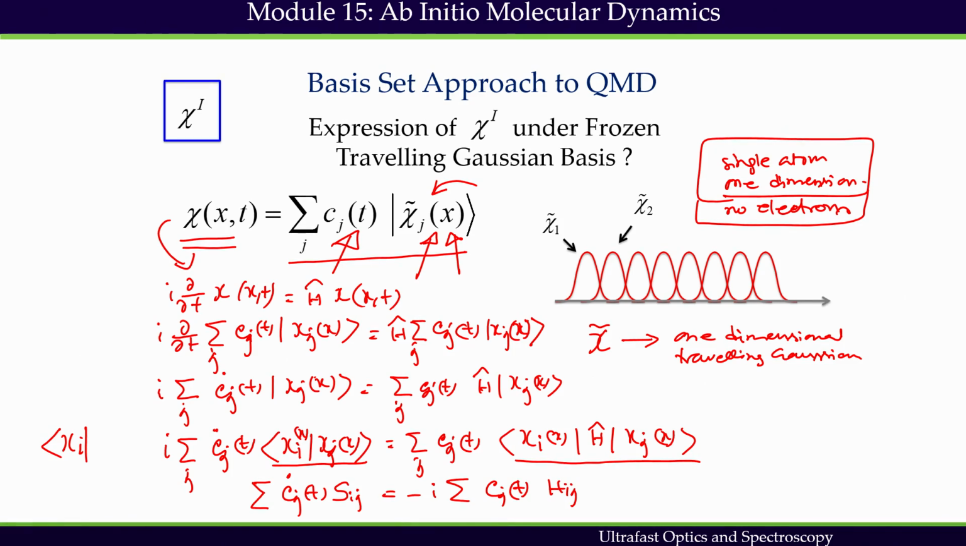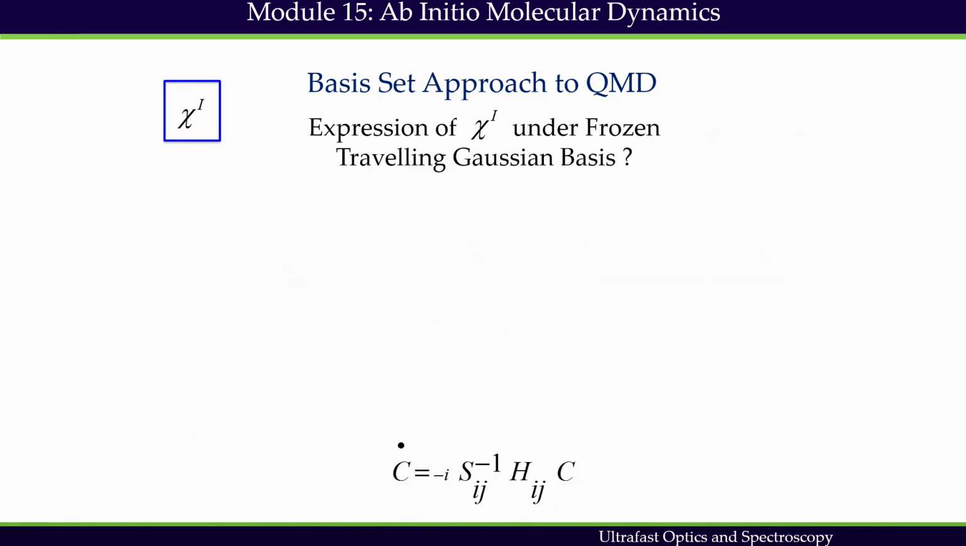Considering now three bases, I'll write down this expression one more time. We have written c_j(t), its first derivative, then S_ij, equals minus i times the summation of c_j(t) H_ij. That is the expression we have.